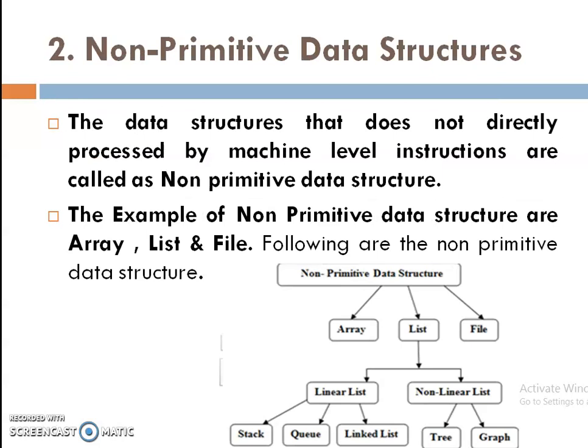Then next, the second type, non-primitive data structure. The data structures that are not directly processed by machine level instructions are called non-primitive data structures. Examples of non-primitive data structures are array, list, and file.